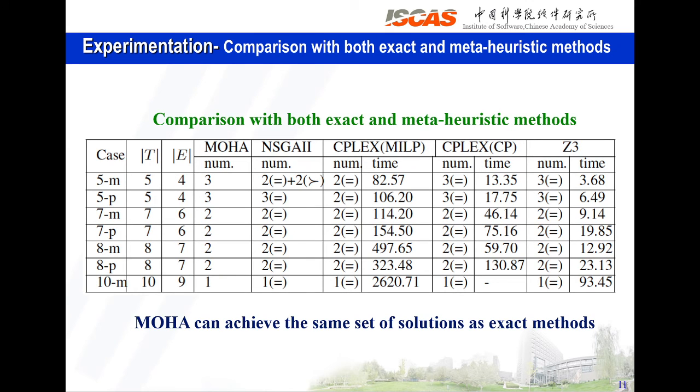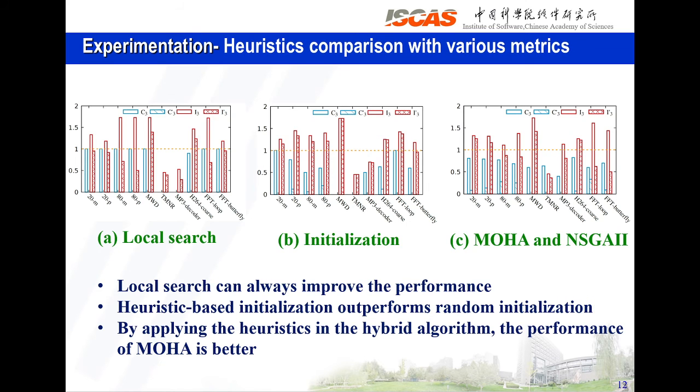Now we show the comparison results with both exact and meta-heuristic methods. As the exact solvers can only handle small-scale instances, we only list these results in the table. We can see that MOHA can achieve the same set of solutions as exact methods and performs better than NSGA2 on the first case. As for larger instances, we can see MOHA outperforms NSGA2. What's more, the local search and the initialization with multiple heuristics are effective.